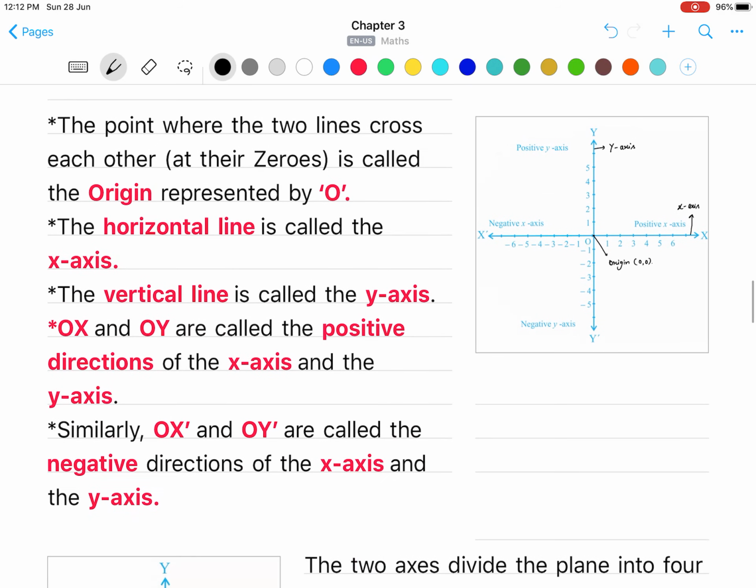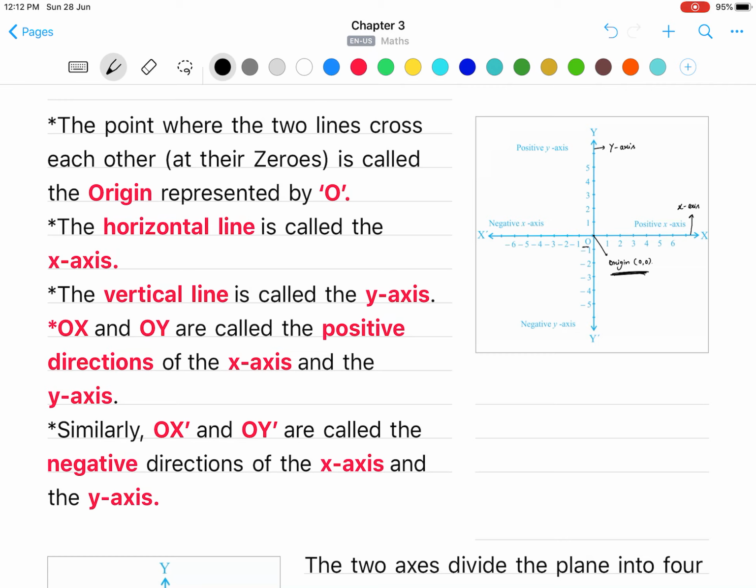So we have a few points regarding this xy planar coordinate system, or you can say Cartesian system. The point where the two lines cross each other at their zero is called the origin, and it is represented by capital letter O.